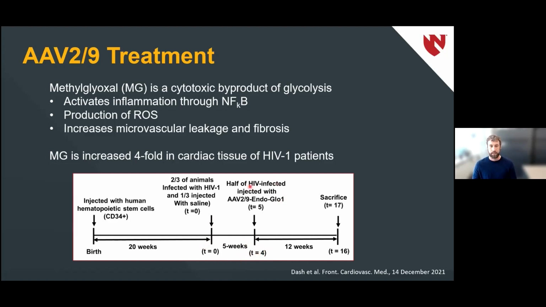Then half of the infected animals were treated with an adeno-associated virus containing glyoxalase 1. Glyoxalase 1 is the rate-limiting enzyme that reduces methylglyoxal, and along with glyoxalase 2, it will convert it to lactic acid and glutathione. After the injection with the adenovirus, we waited another 12 weeks, did a week 16 ultrasound, and then sacrificed the animals at week 17.